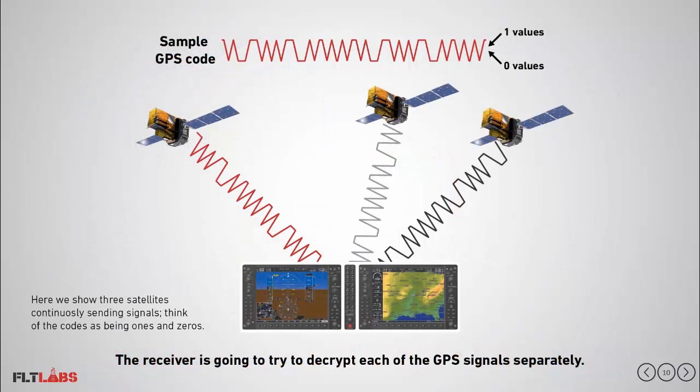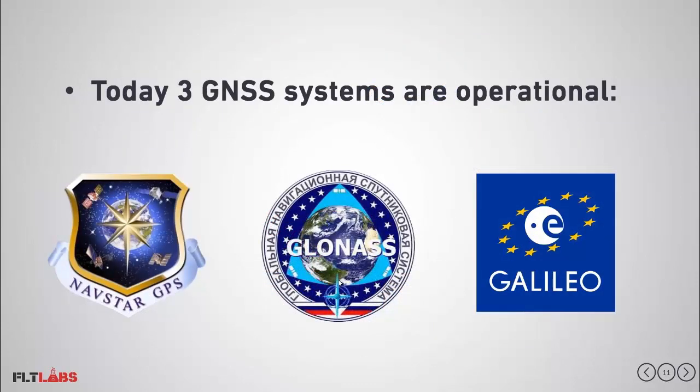Now we'll see that we have here 3 satellites continuously sending signals, and think of the codes as being ones and zeros. We can see that this satellite is sending its code with a timestamp, this one and this one, and then our receiver is going to decrypt those signals separately. We'll talk more about that in just a minute.